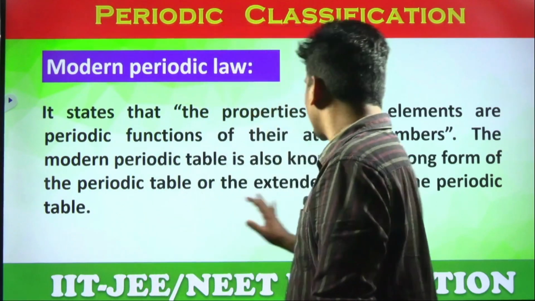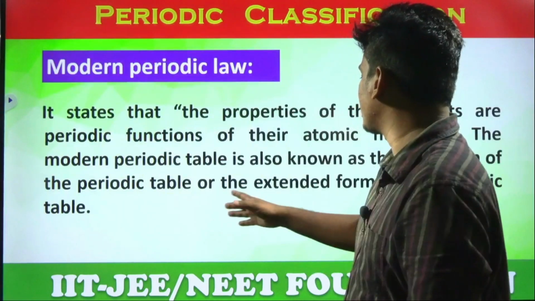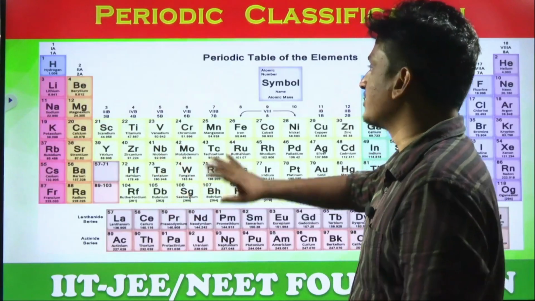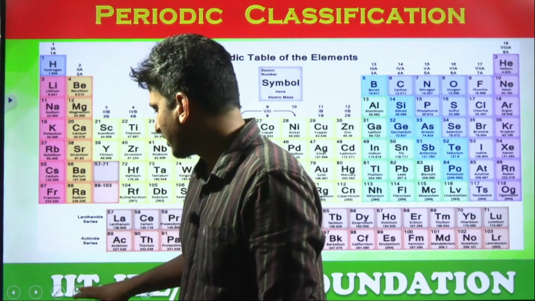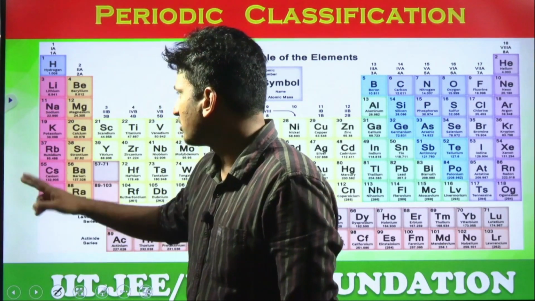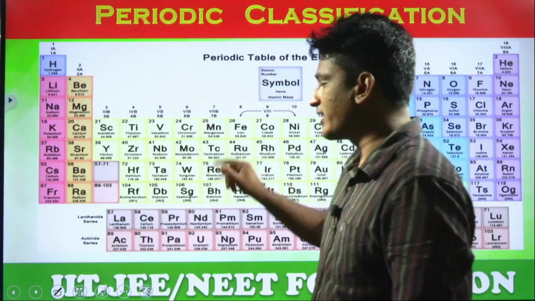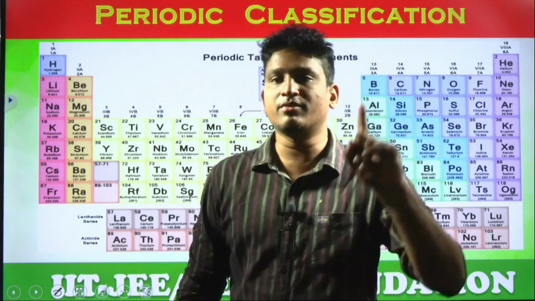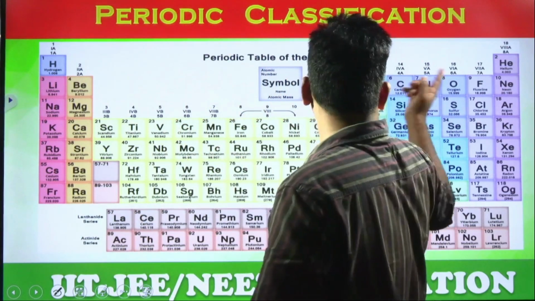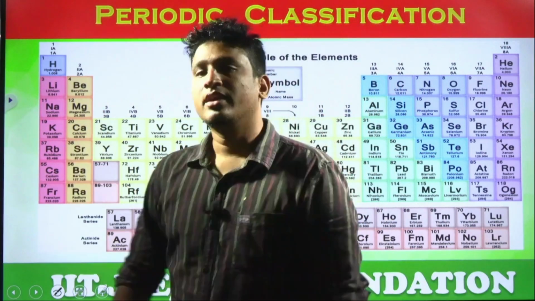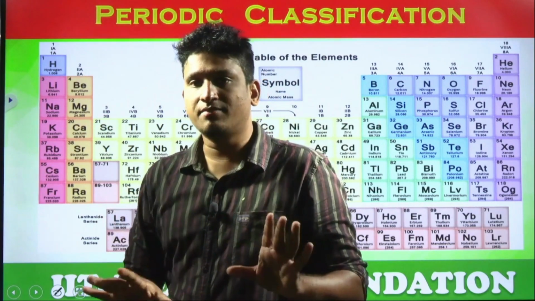So let's see the classification. This periodic table is also called the long form of the periodic table. This is the ultimate classification, the modern periodic table. According to this classification, you can check what the first element is. What is the element with atomic number 1? Hydrogen, right? Clear? And what is the element with atomic number 2? Helium. Clear?